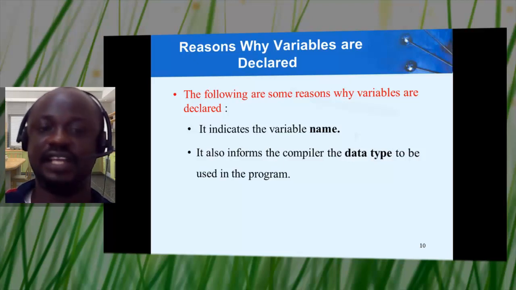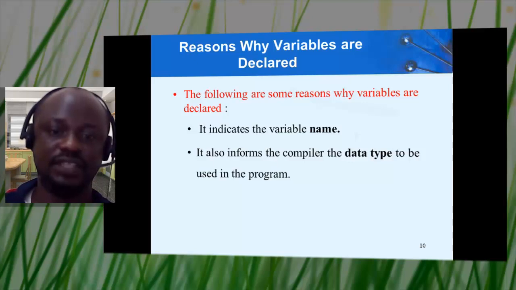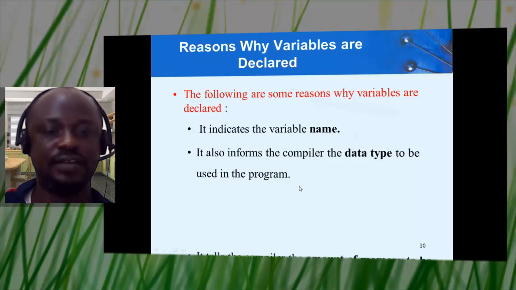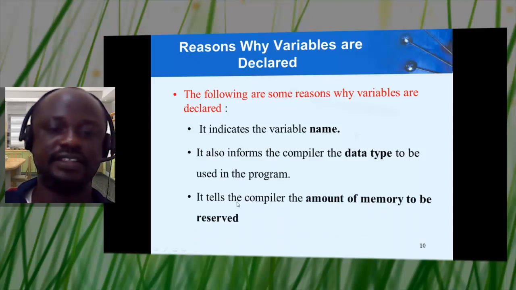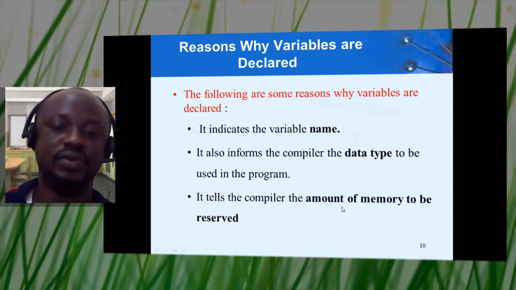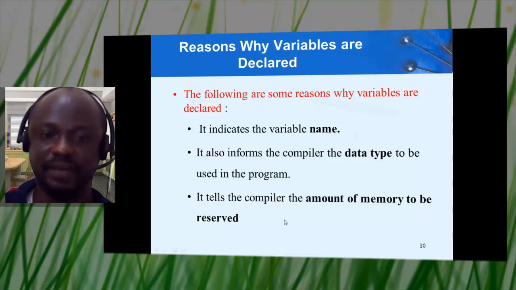Without the variable declaration, the compiler cannot identify whether you are going to use the int, double, float, or string data type. So when you do that, it informs the compiler of the data type that you are going to use in the program. Now, number 3, it tells the compiler the amount of memory to be reserved. Once the compiler knows the data type, it should also be able to identify the amount of memory that you need for that particular variable.